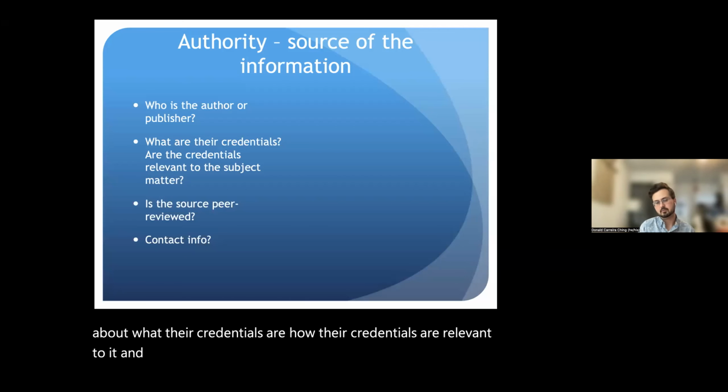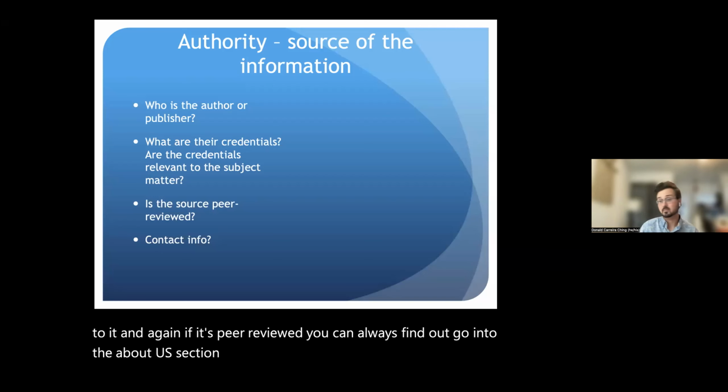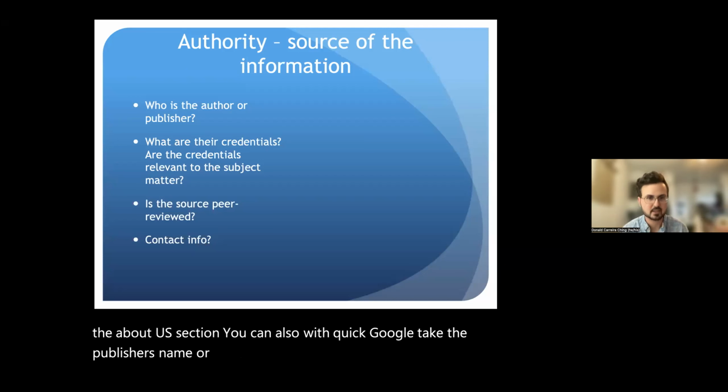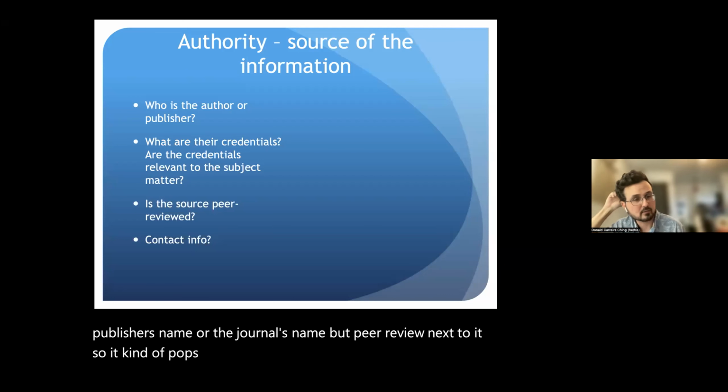And again, if it's peer reviewed, you can always find out by going to the About Us section. You can also do a quick Google search: take the publisher's name or the journal's name, put peer review next to it, and see what pops up in that respect.